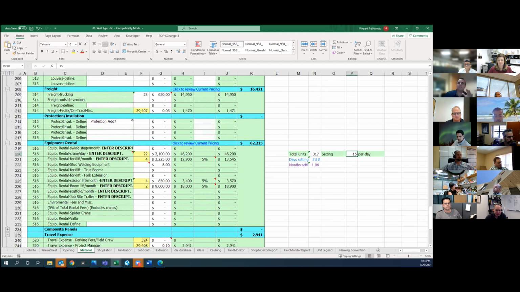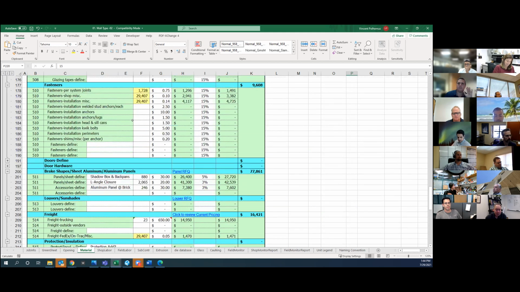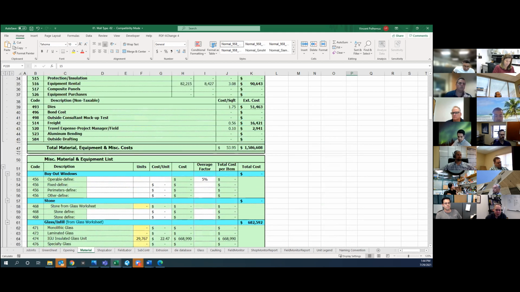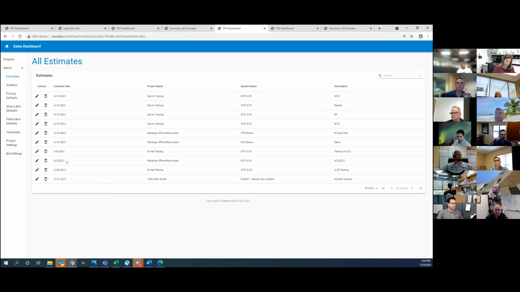That basically touches on everything within the current templates. I wanted to show you guys one last thing as we wrap up before we go. One of the things that I've been working on for a little over a year, unfortunately, is getting rid of the Excel templates, because I hate them.